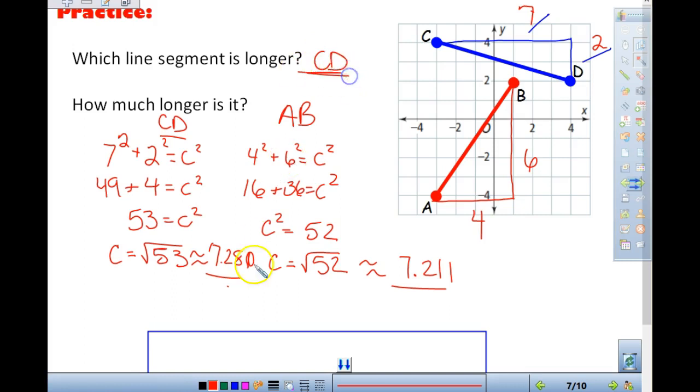CD is longer. And the question says by how much. So if we go to 2 numbers behind the decimal point, how much longer is CD than AB? You're going to take 7.28 minus 7.21. How much longer? Not much, right?